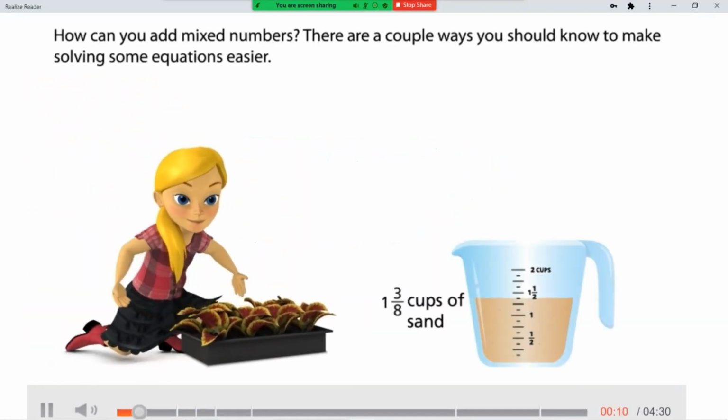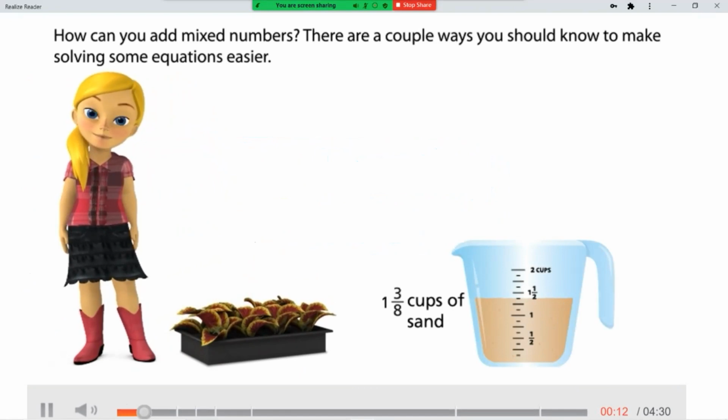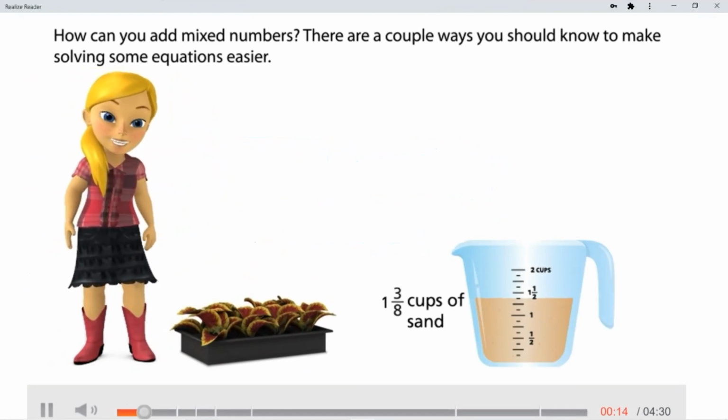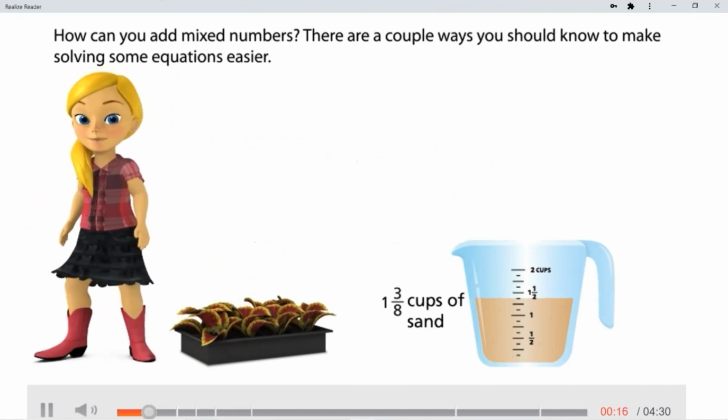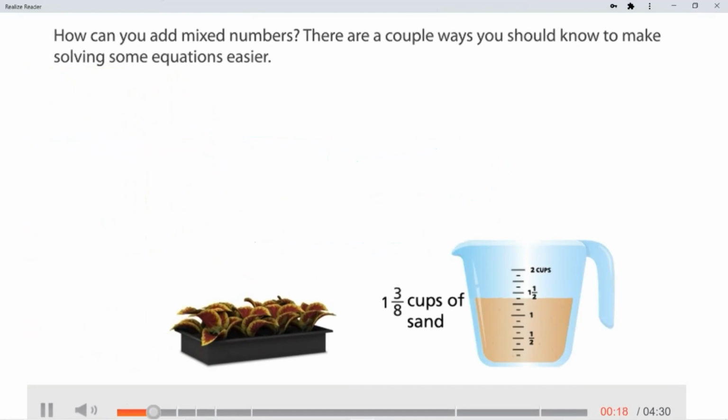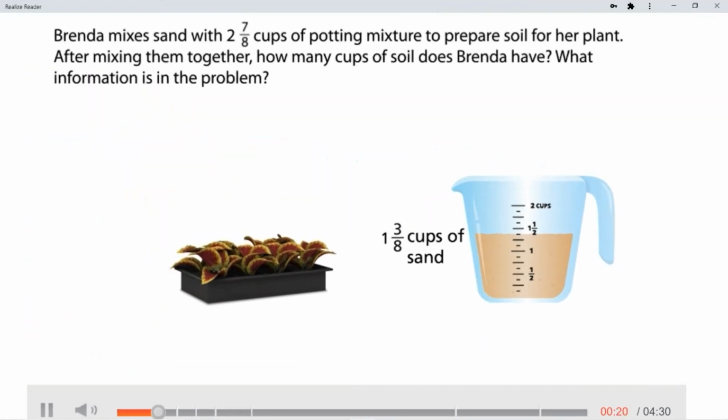How can you add mixed numbers? There are a couple ways you should know to make solving some equations easier. Brenda mixes sand with 2 7/8 cups of potting mixture to prepare soil for her plant. After mixing them together, how many cups of soil does Brenda have? What information is in the problem?